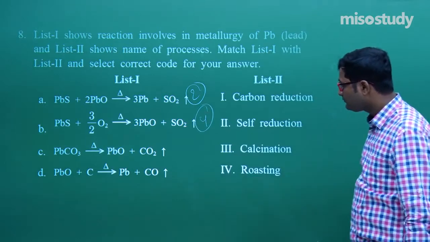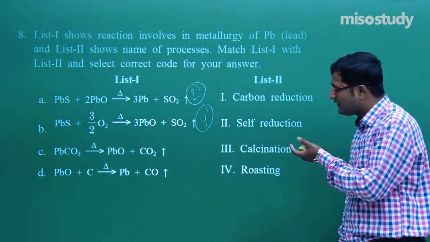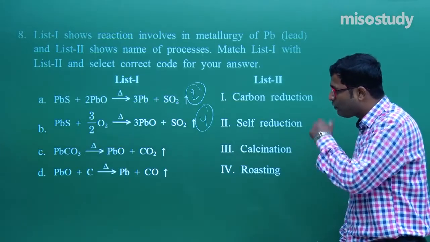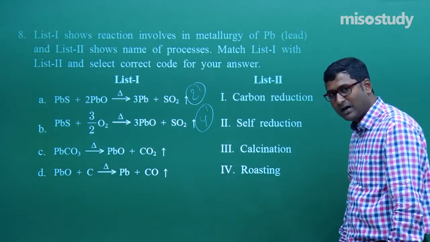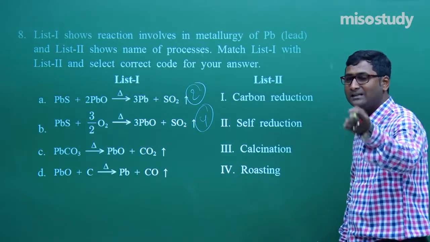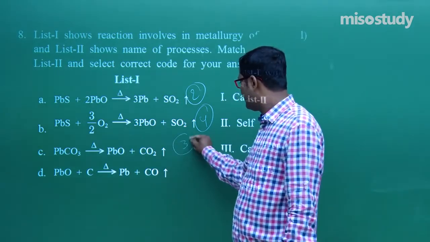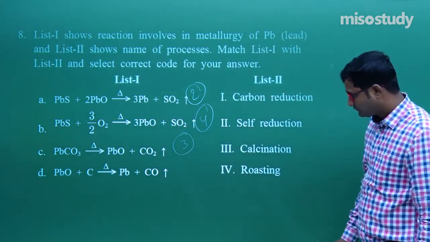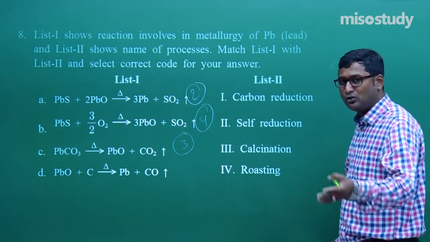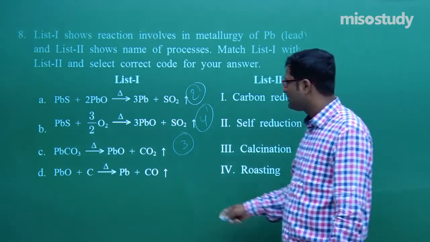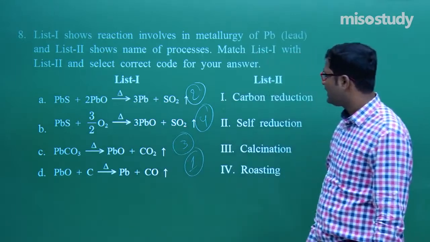Yes sir. And look here, PbCO3 at high temperature: the carbonate ore converts to oxide ore. Clear? Conversion of carbonate into oxide ore is known as calcination. So for this process, 3rd is the correct option. Now look here, carbon: the reduction process is done by using carbon. So this process is known as carbon reduction. So for question D, 1 is the correct option.